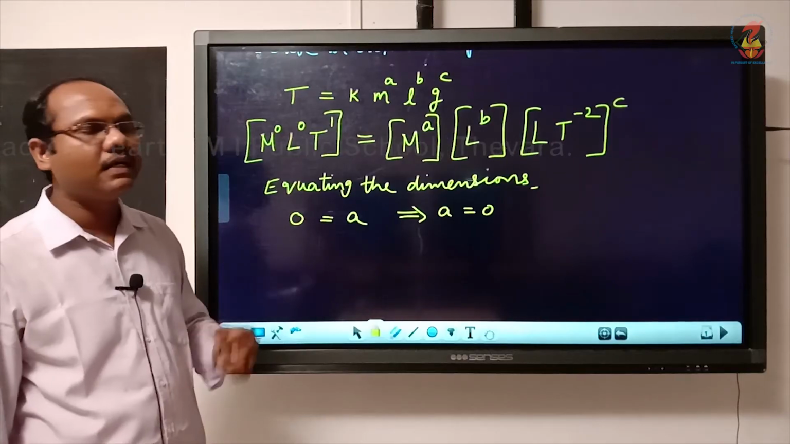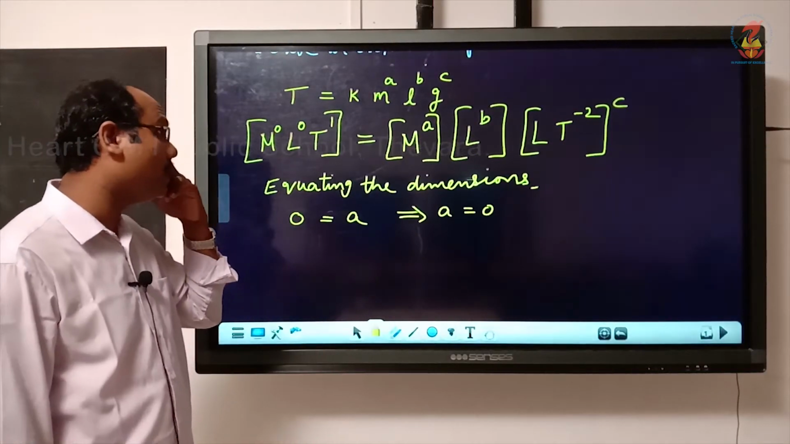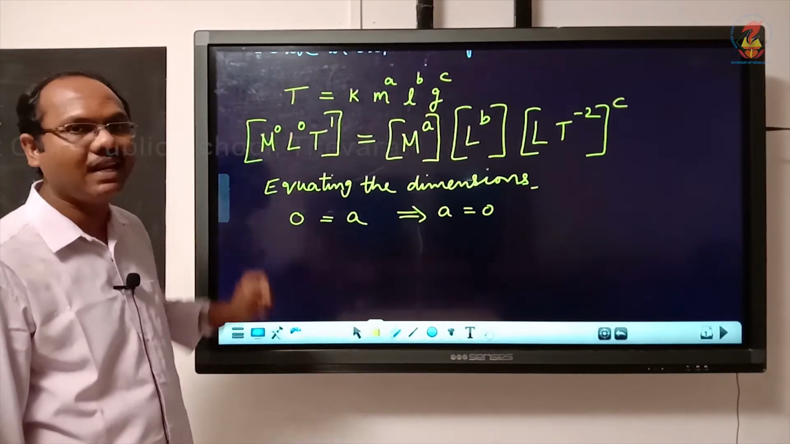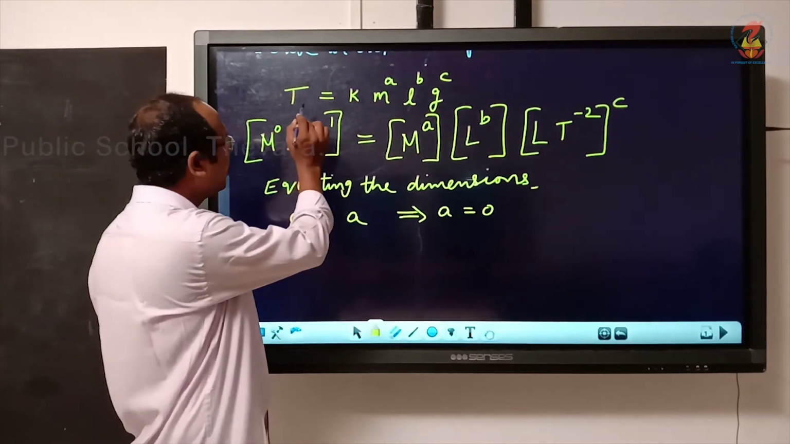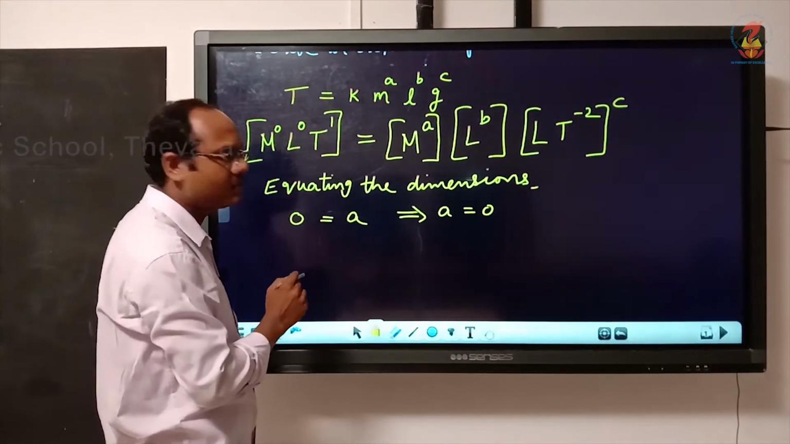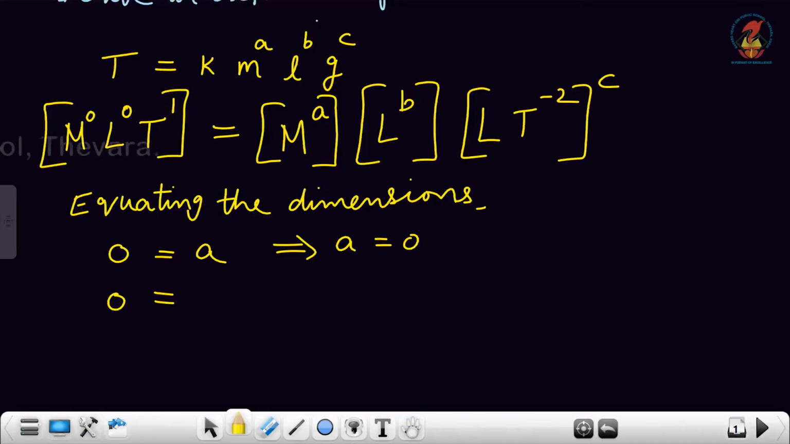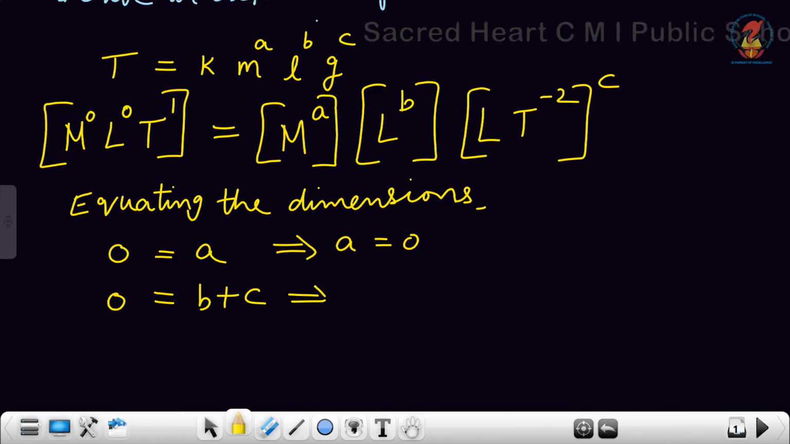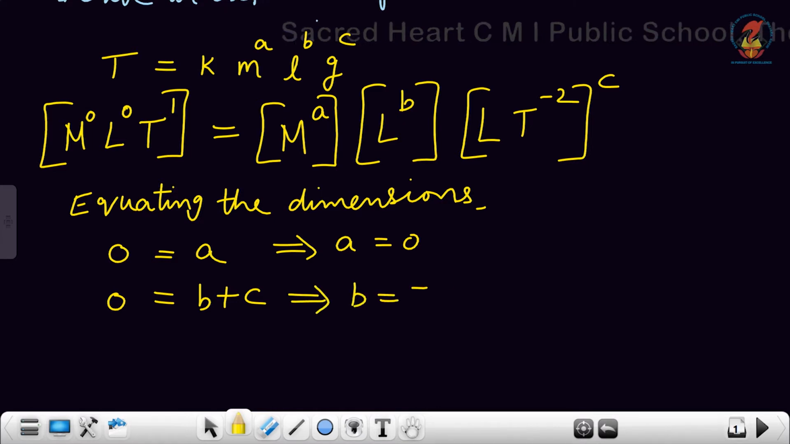Now compare the power on the left side for length. For length, what is the power? 0. What is the power on the right side? b plus c. Now from here I can write b is equal to minus c.